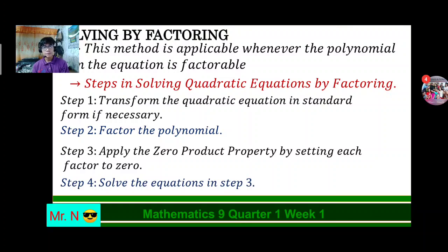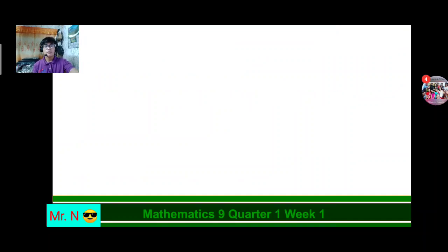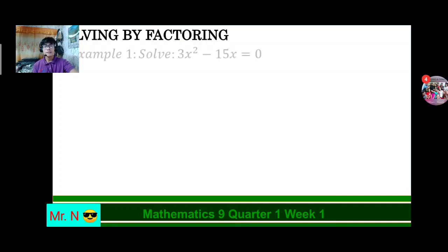And then step number 4, solve the equations in step 3. So yung resulting equations ninyo na magagawa sa step 3, isi-solve nyo sa step 4 to find the value of x or the solution set or roots. Now let's have example number 1. Solve 3x squared minus 15x equals to 0. Let's have the given equation, 3x squared minus 15x equals to 0.